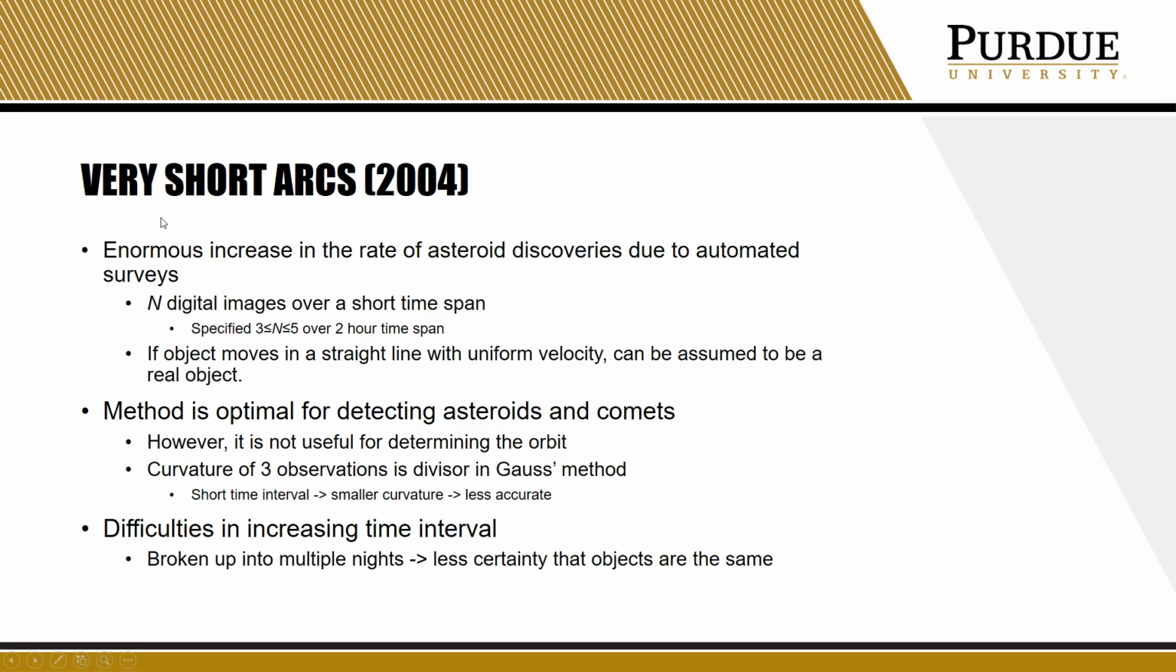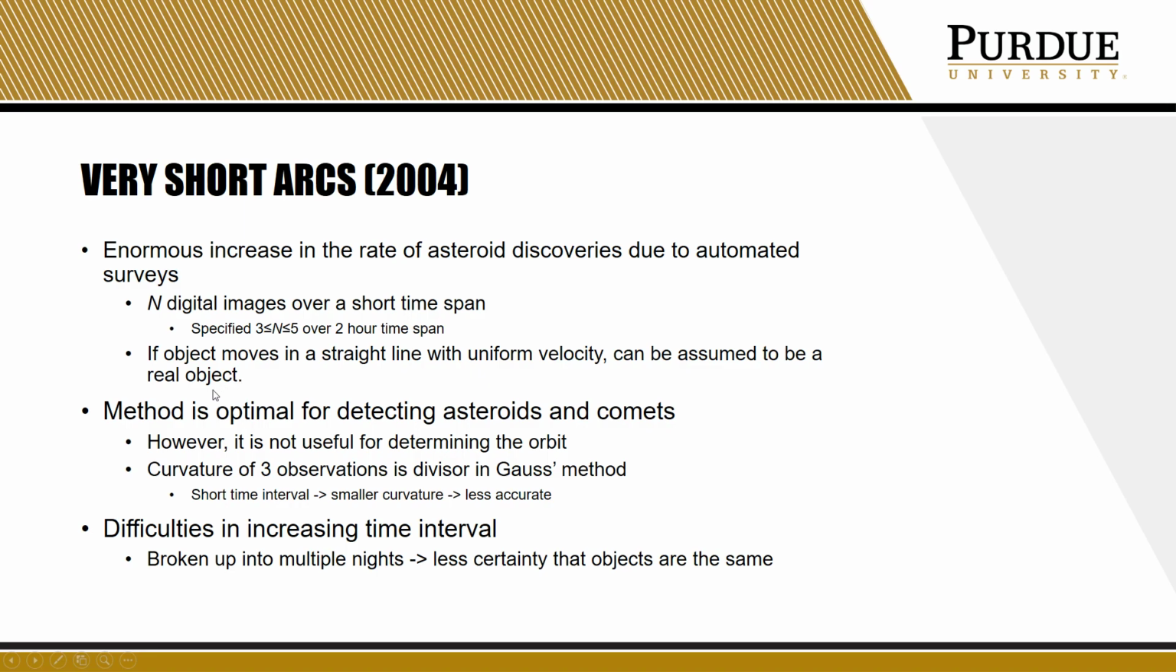As he mentions in the paper, around that time there was an enormous increase in the rate of asteroid discoveries due to automated surveys. Automated systems would point at a specific region of visible space and would take in digital images over a short time span, which he specified was about 3 to 5 images over a 2-hour span. And if between those images an object was seen to move in a straight line with a uniform velocity, it was assumed to be a real object.